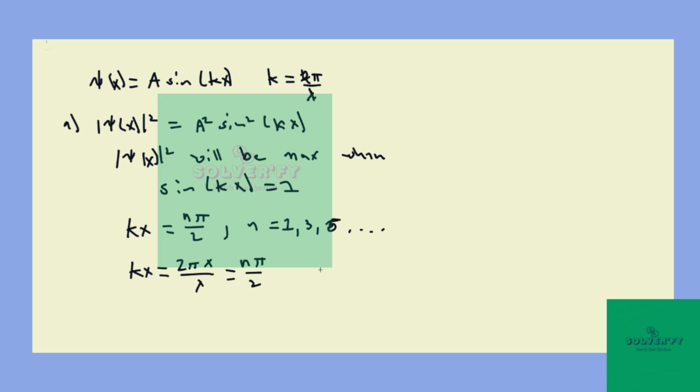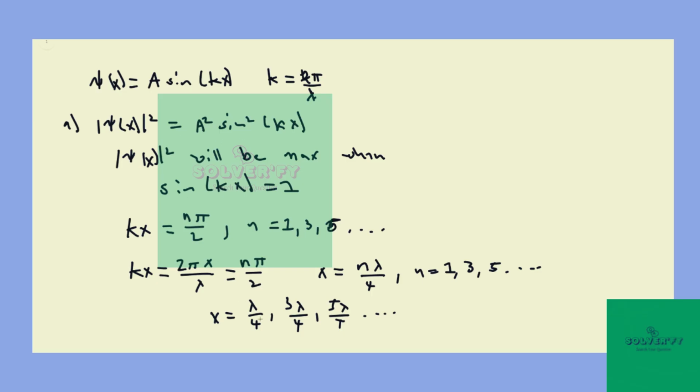So now we just need to solve for x. x is equal to, bring lambda over, pi's cancel, n lambda over 4, where again n is some odd integer, 1, 3, 5, going up. So this will give x is equal to lambda over 4, 3 lambda over 4, 5 lambda over 4, and so on. So that's when, under these particular conditions, the probability of finding this particle described by this wave function will be a maximum.